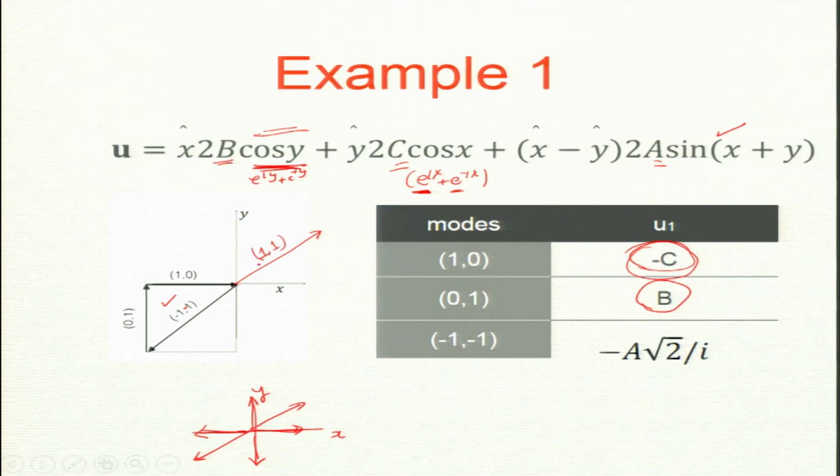Now, this one you have to do more carefully. So, I write this as 2a e to the power i(x plus y) plus e to the power minus i(x plus y), divided by i. So, I am going to pull it out and the 2 is absorbed. So, what is now this is x cap minus y cap.